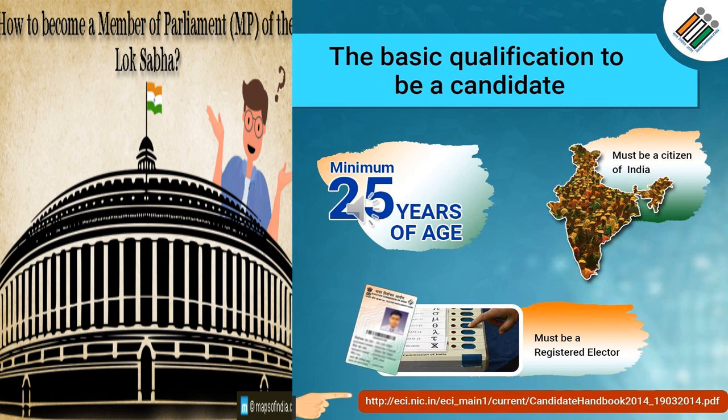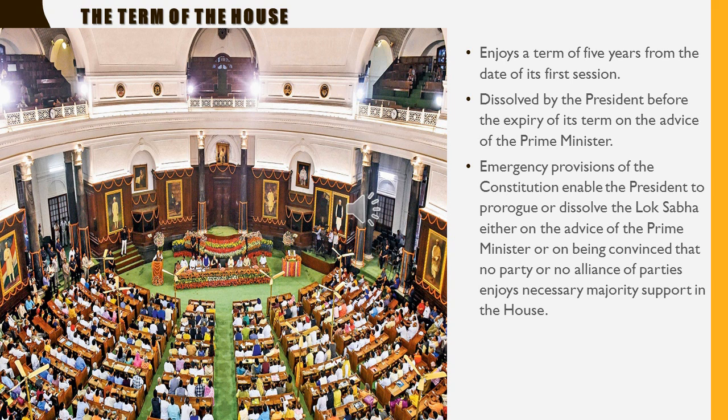So almost it is equal to the Rajya Sabha member. The main difference is, to become a Rajya Sabha member, he should complete 30 years of age. But to become a Lok Sabha member, just 25 years of age is enough. The term of the House.